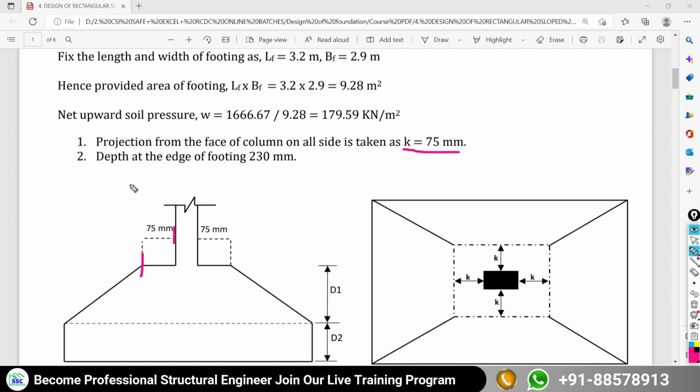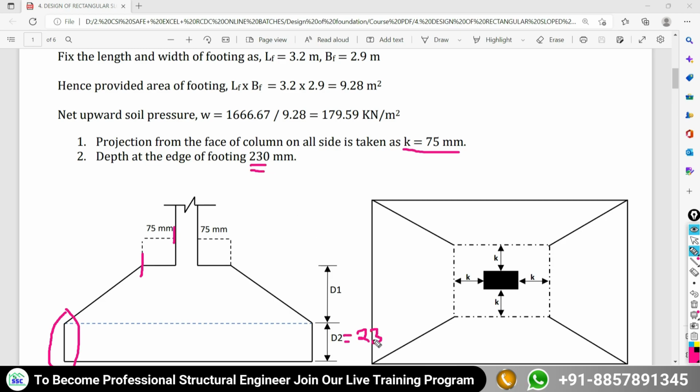Second, how much the depth of the foundation is at its edge. So at the edge I am going to say that the depth of the foundation is 230 mm. This D2 is equal to 230 mm. So these two things you have to decide first.